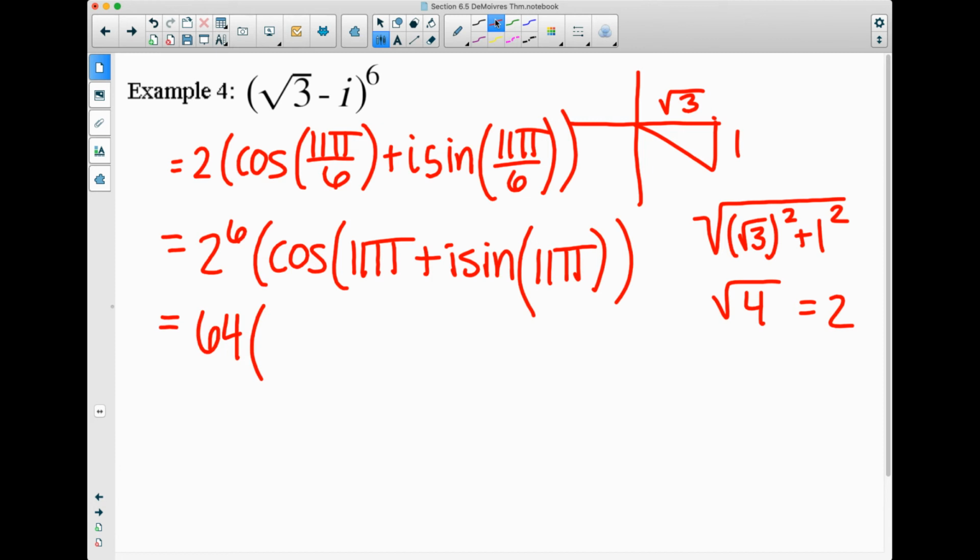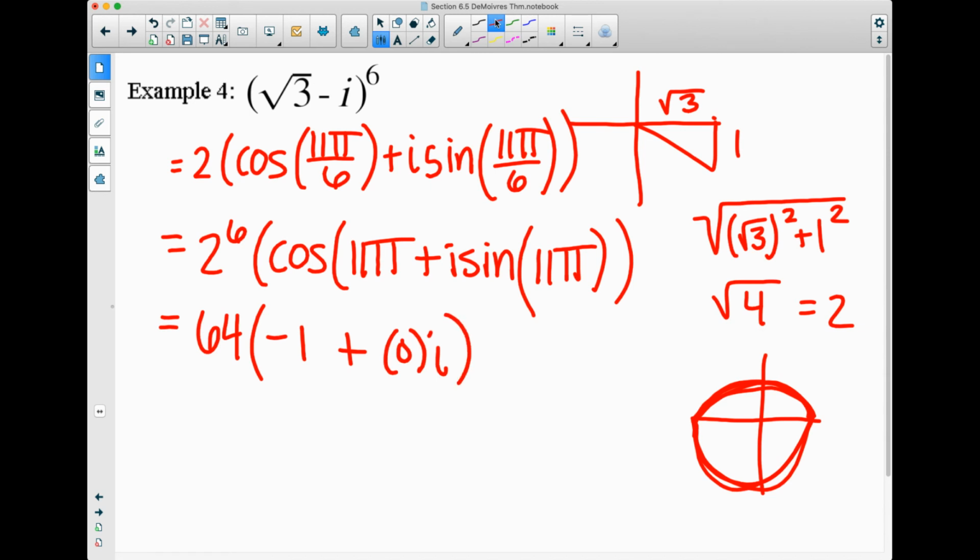So if you look at your unit circle, you know this is 1 pi, 2 pi. You can keep going until you get to 11 pi. But if you notice, it's 1 pi, 2 pi, 3 pi, even, odd, and so on. Okay, so we're going to be over here at pi. Cosine at pi is negative 1. And sine is 0. So negative 64. Do you have the negative?